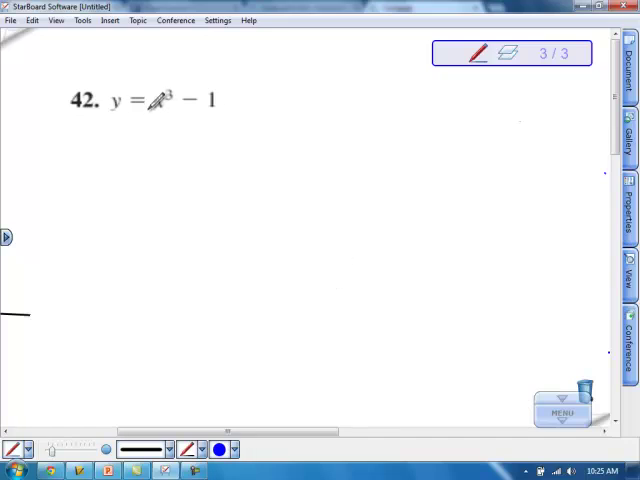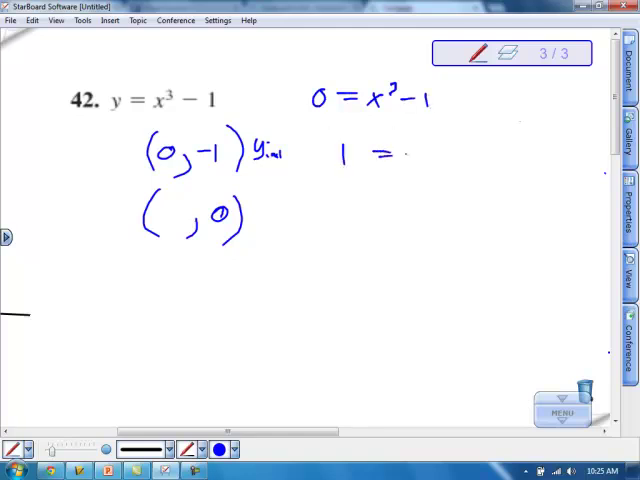This one wanted the x and y intercepts too, so let me do those first. The y-intercept would be when you stick in 0 for x, which gives you negative 1 for y. The x-intercept is what you get when you stick in 0 for y. So I'm going to add 1 to both sides, and then cube root both sides, so that's 1. When I cube root 1, you get 1 back. Alright, so the x-intercept is at (1, 0), the y-intercept's at (0, negative 1).